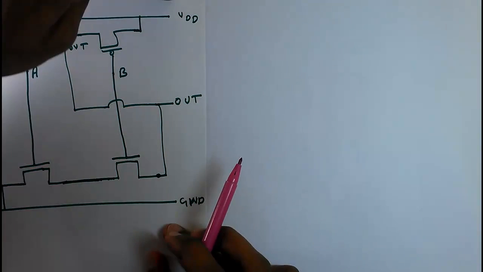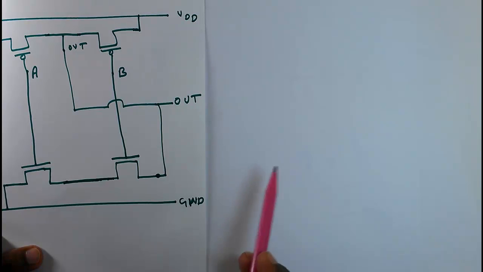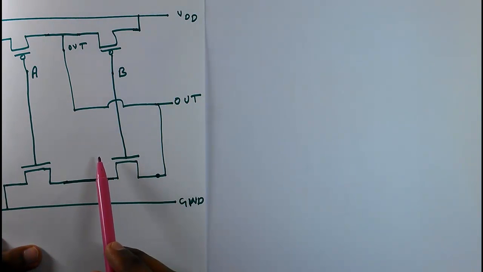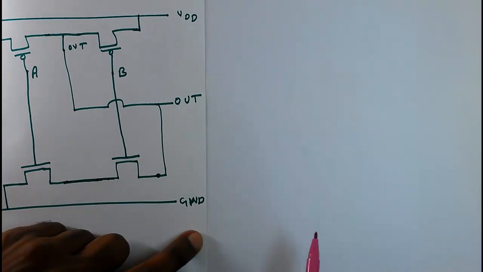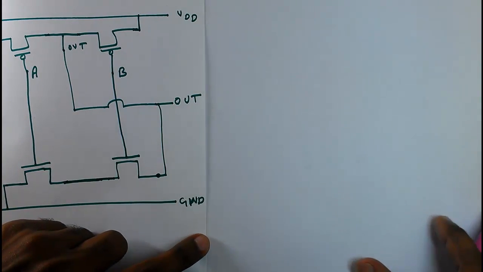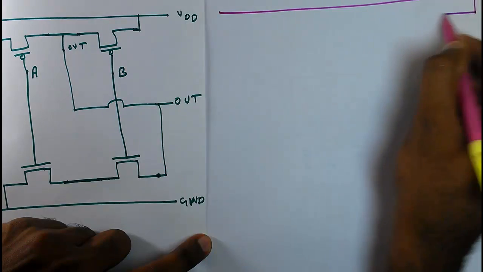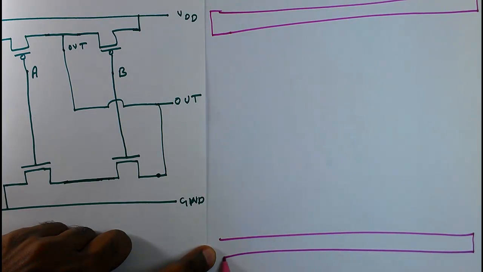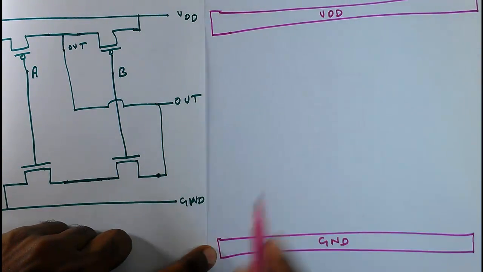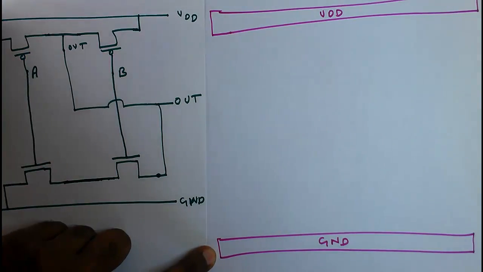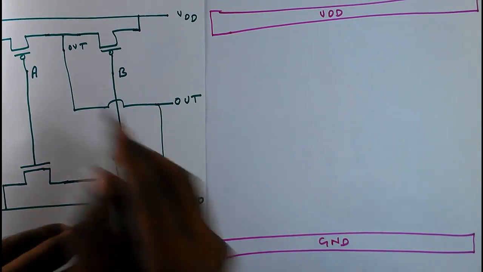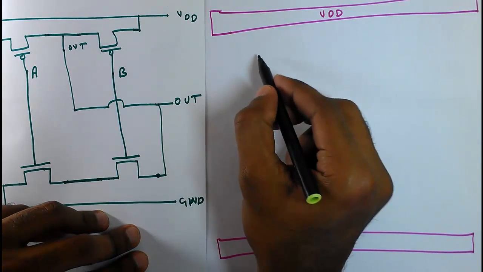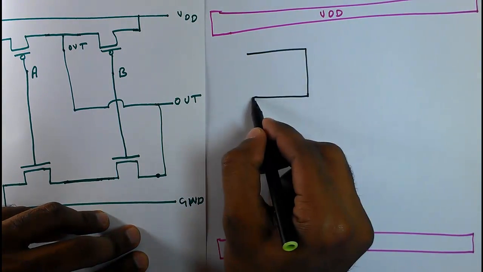Now I am starting to do the layout. I am doing it directly from this schematic, so it is easy for us to understand. So first of all, I am drawing two supply rails. This is the VDD supply rail, and this is the ground supply rail. So I am naming it as ground. It has VDD. So we have our first PMOS, PMOS A. This I am drawing. We have it like this.